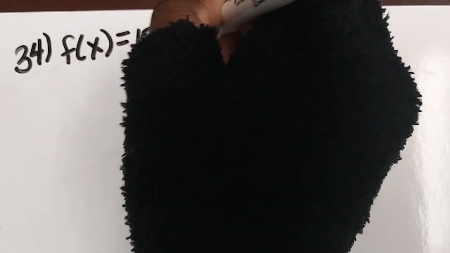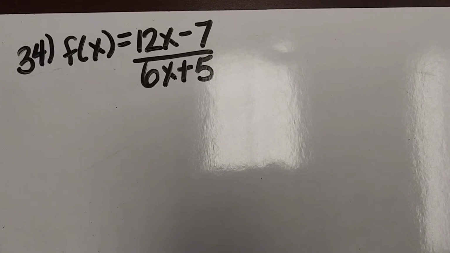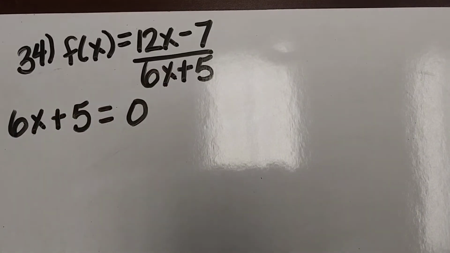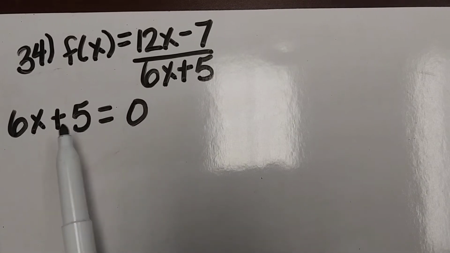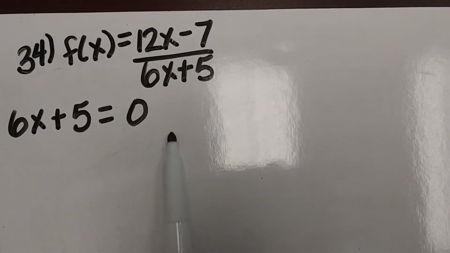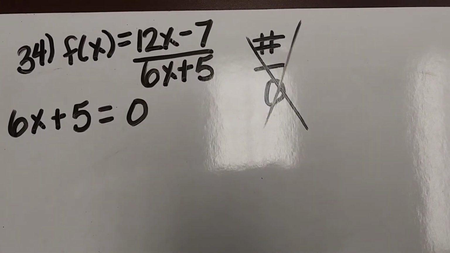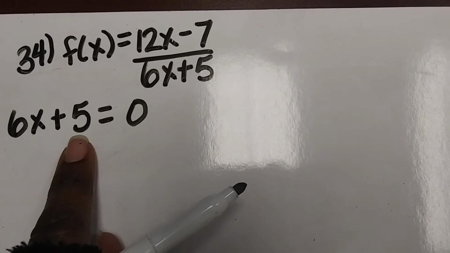Number 34. We have f of x equal 12x minus 7 over 6x plus 5. We are trying to find the domain again. To find my domain, I'm going to take my denominator and set it equal to 0. I want to know what x value, when I plug it in, is going to equal 0. My goal is I do not want my answer to be over 0. I don't want that. So this is how I'll figure out what number will make my denominator equal 0. And that is why I want to set it up like this every time.